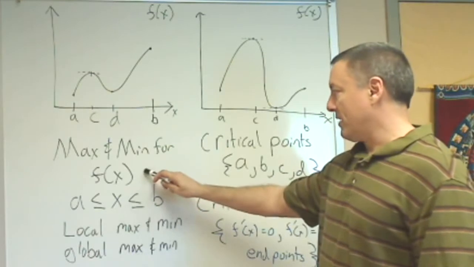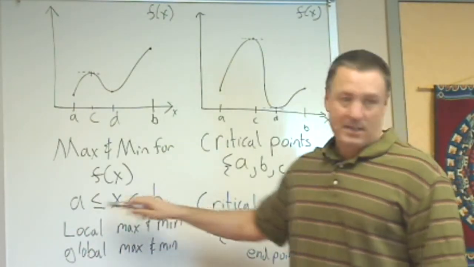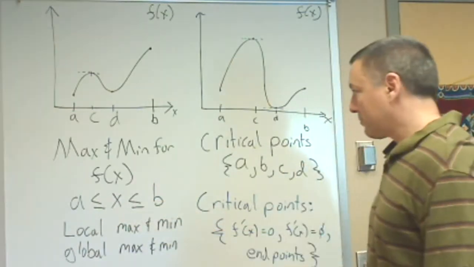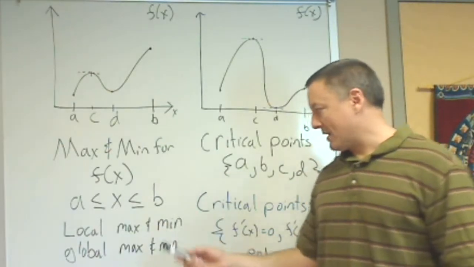So usually one or the other, but for completion we'll talk about both. For some function f of x. And generally it's constrained. So a is less than or equal to x less than b. X has to be in between a and b. First off, I want to discuss what we can mean when we talk about max and mins.